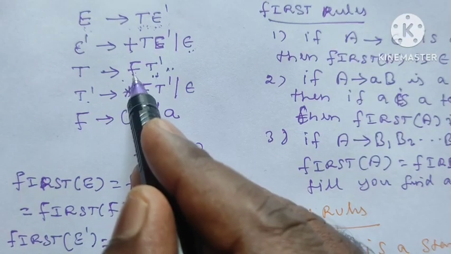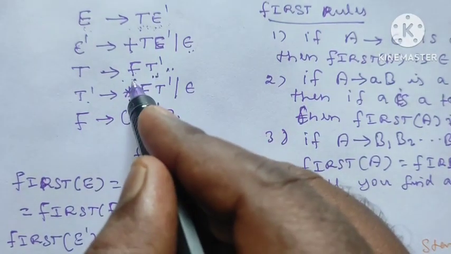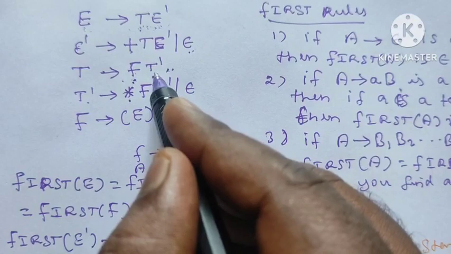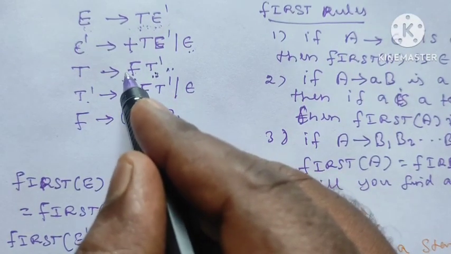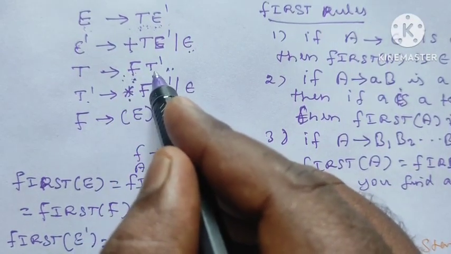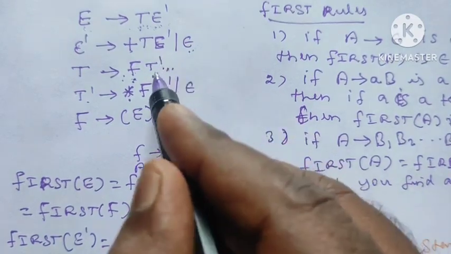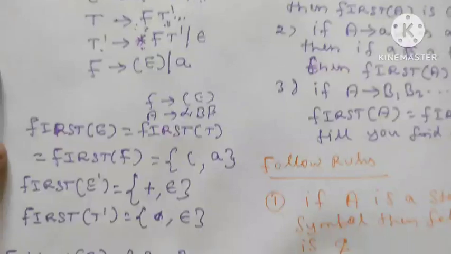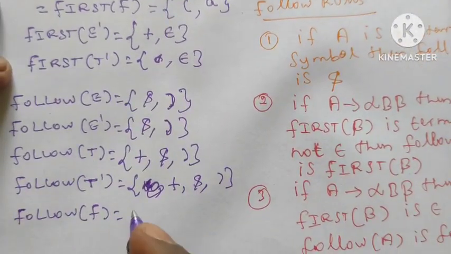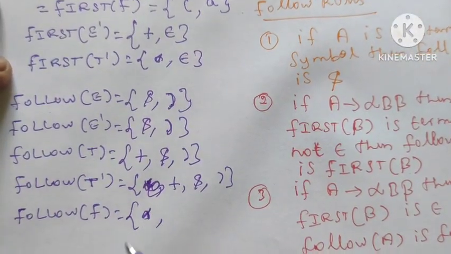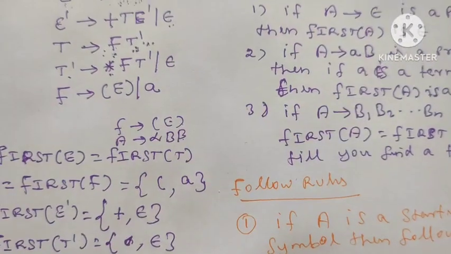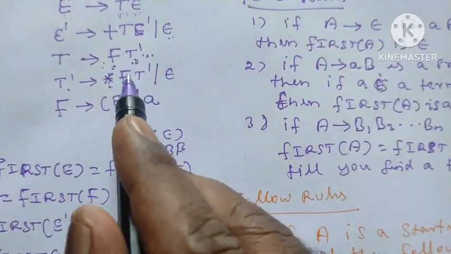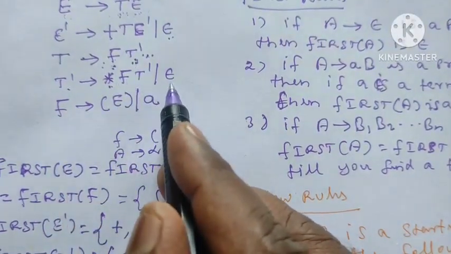To whom do we want to find the follow? Follow for F. So this is B and this is beta. T dash is beta, and before F, that is alpha. Now first of beta is first of T dash. First of T dash, you go to T dash, you have star, so we will write star here. Then it does not stop there. First of T dash will also give me epsilon.